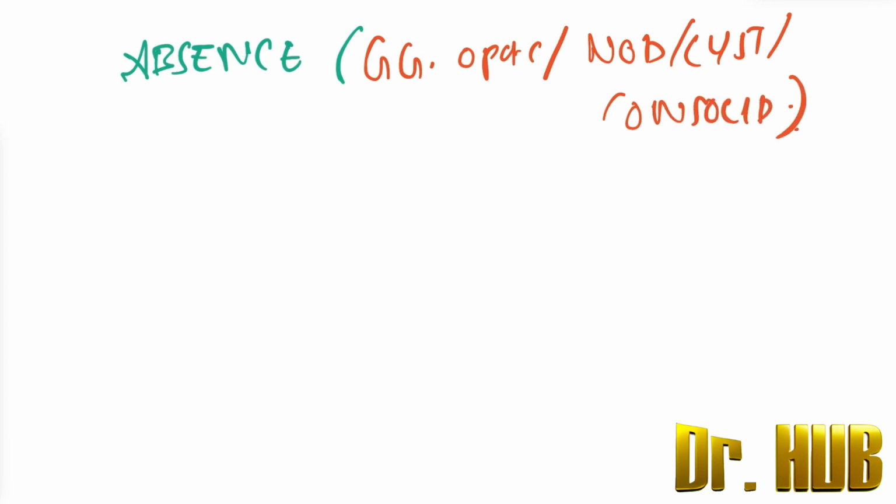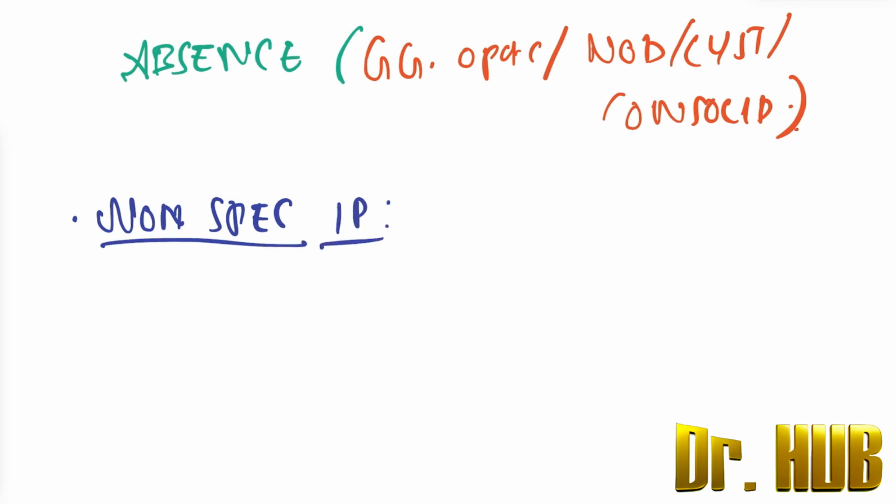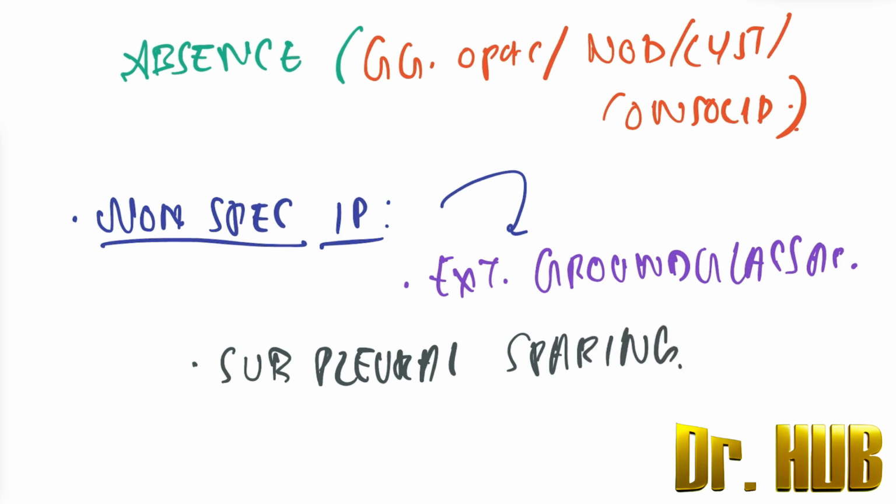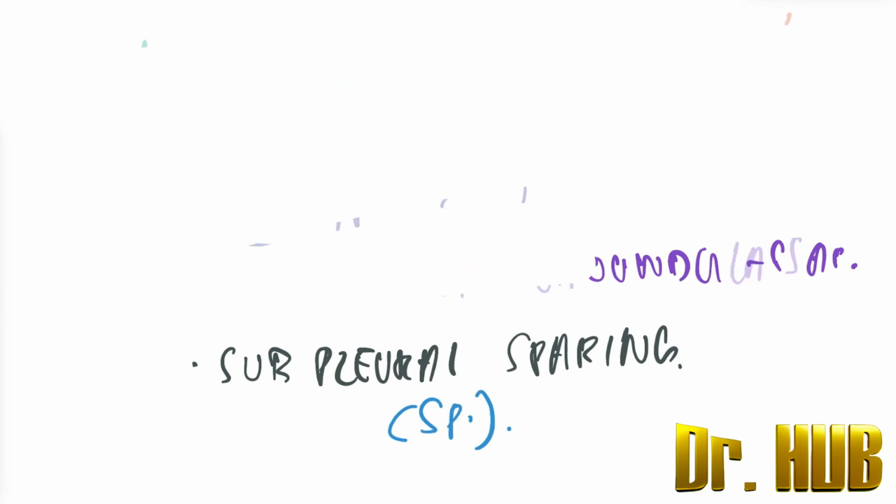Next, we move on to non-specific interstitial pneumonia. This will have an extensive ground glass appearance, and there is also the presence of subpleural sparing. The subpleural sparing is very specific, but it is not always seen.